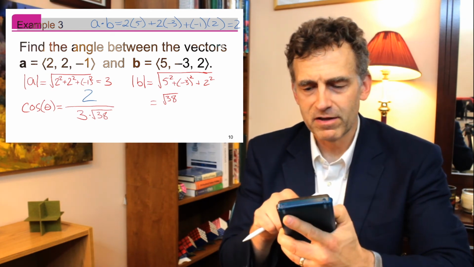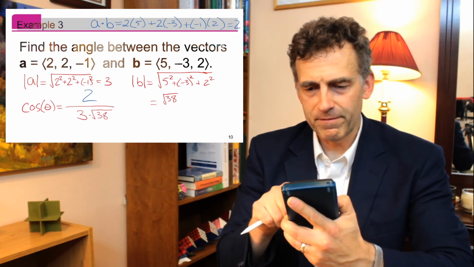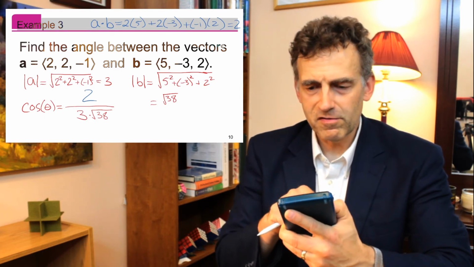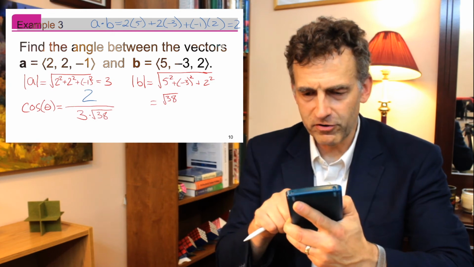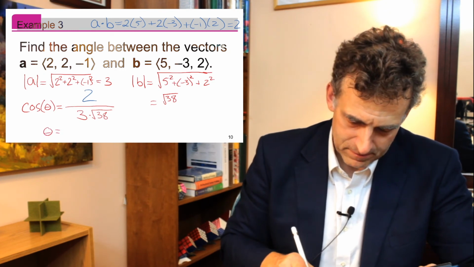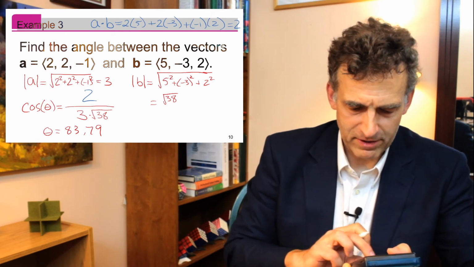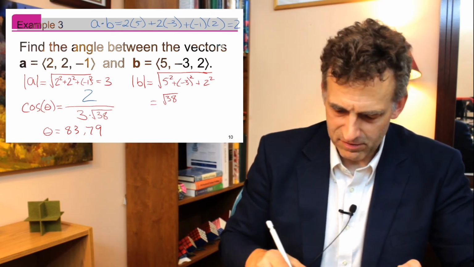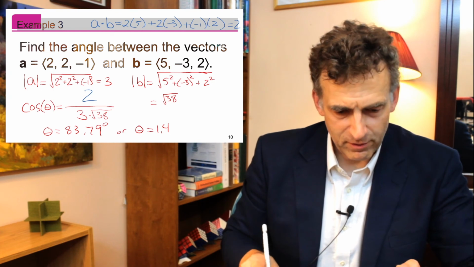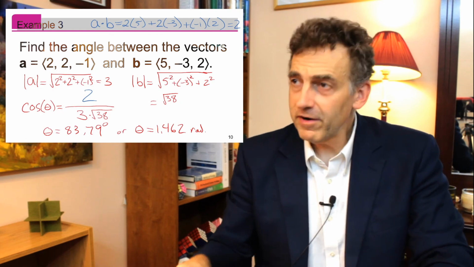That's one of the beauties of using this. Sorry, I've got a parentheses around the denominator here. So there's no worries about whether you're in quadrant 1 or 2 or 3. I got 83, I guess I'm in degrees. 83.79. And let me just find out what that is in radians. So that's 1.462 radians. All right, very nice.